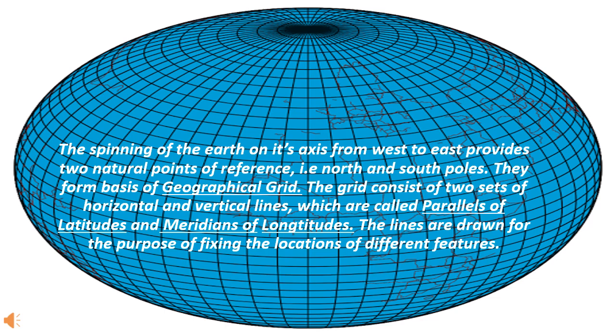The spinning of the Earth on its axis from west to east provides two natural points of reference, that is north and south poles. They form basis of geographical grid. The grid consists of two sets of horizontal and vertical lines, which are called parallels of latitudes and meridians of longitudes. The lines are drawn for the purpose of fixing the location of different features.